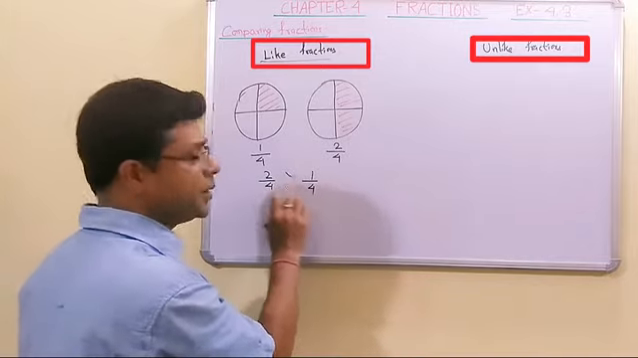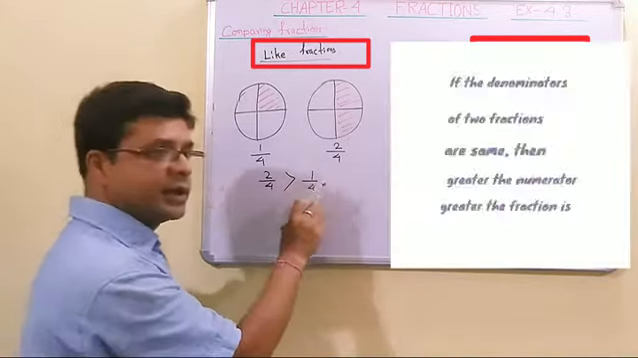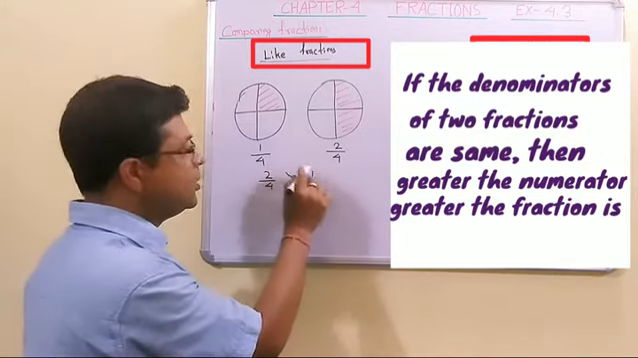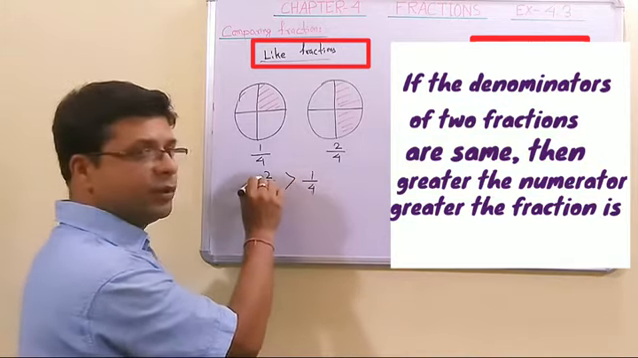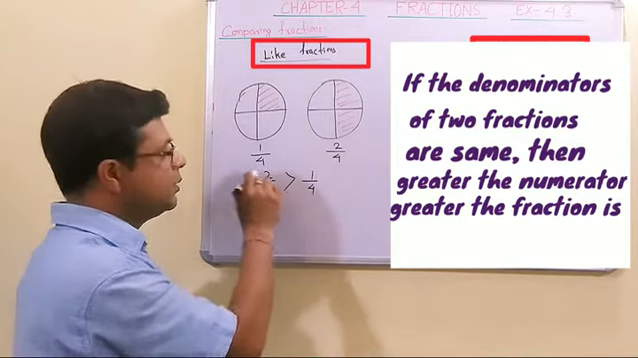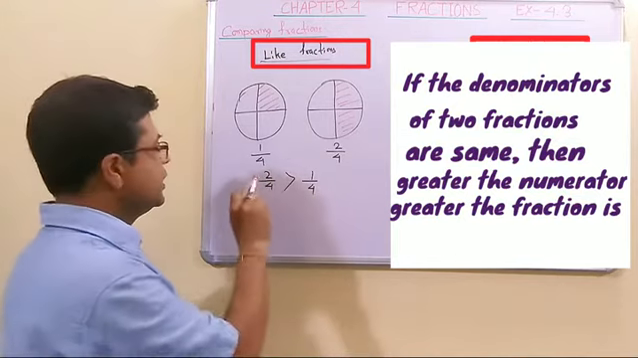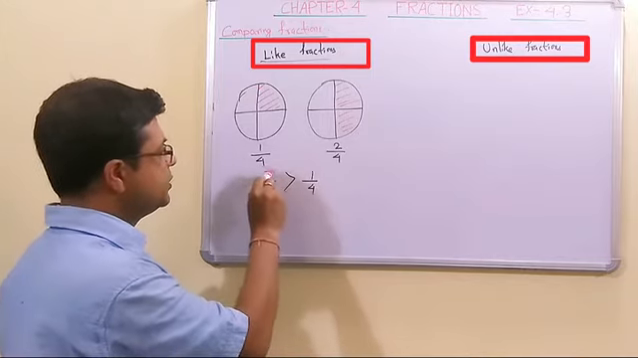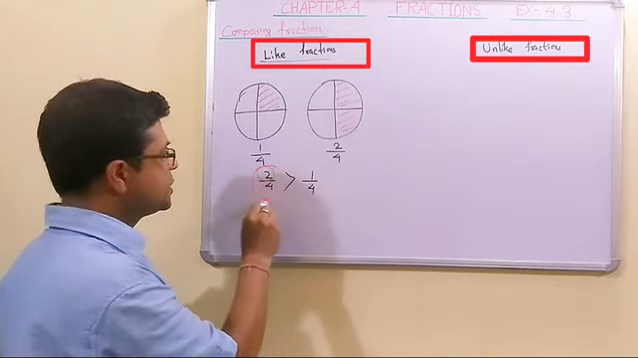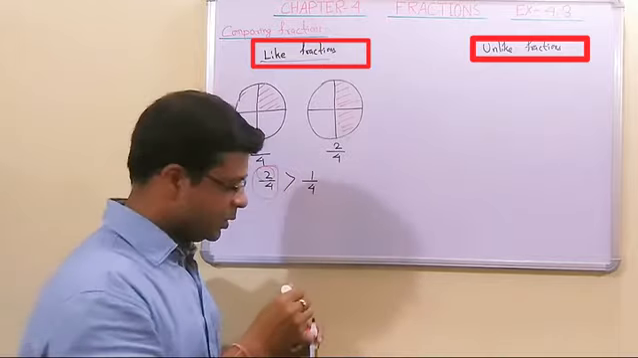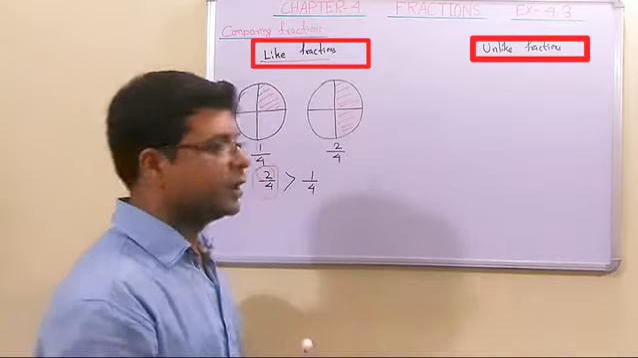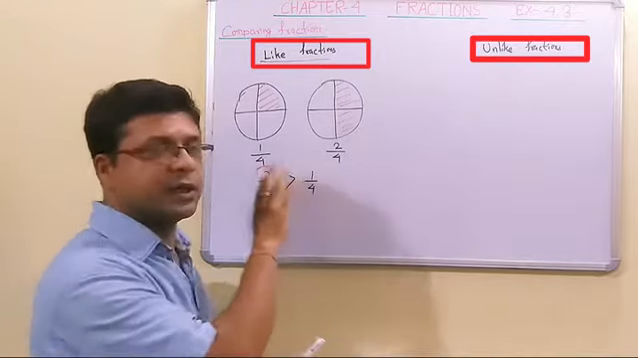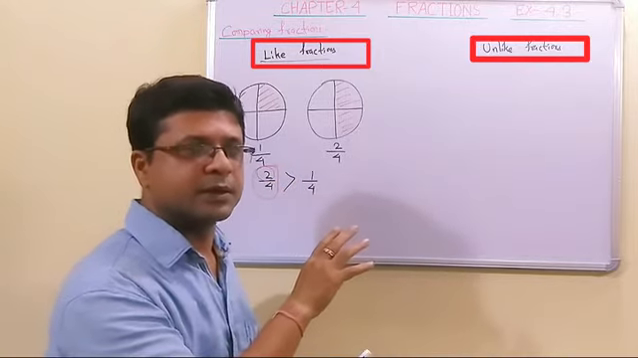Here the denominators are equal. If denominators are equal, then we shall compare the two fractions with the help of the numerator. Greater the value of the numerator, greater is the value of the fraction. Here 2 is the numerator, here 1 is the numerator. This value is greater, that's why this fraction is greater. Alright students, so let us conclude that in like fractions, greater the value of the numerator, greater is the value of the fraction, isn't it?